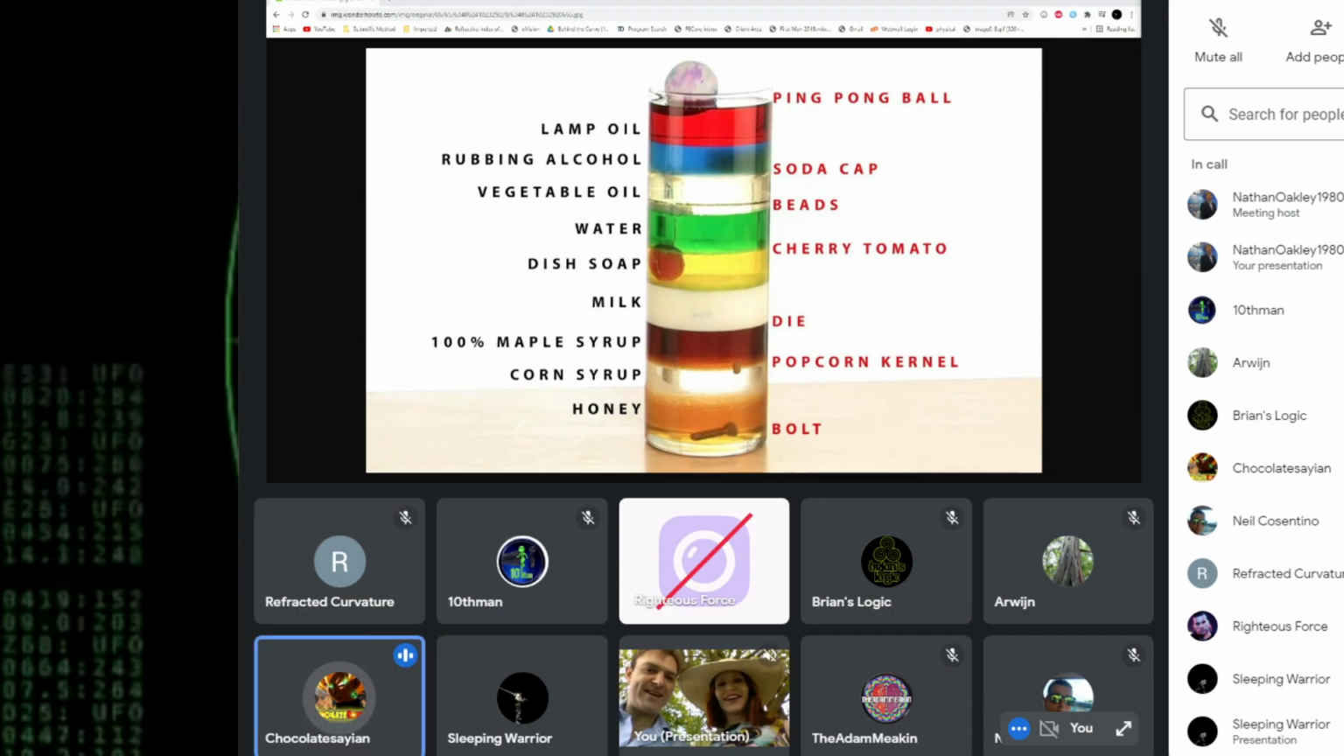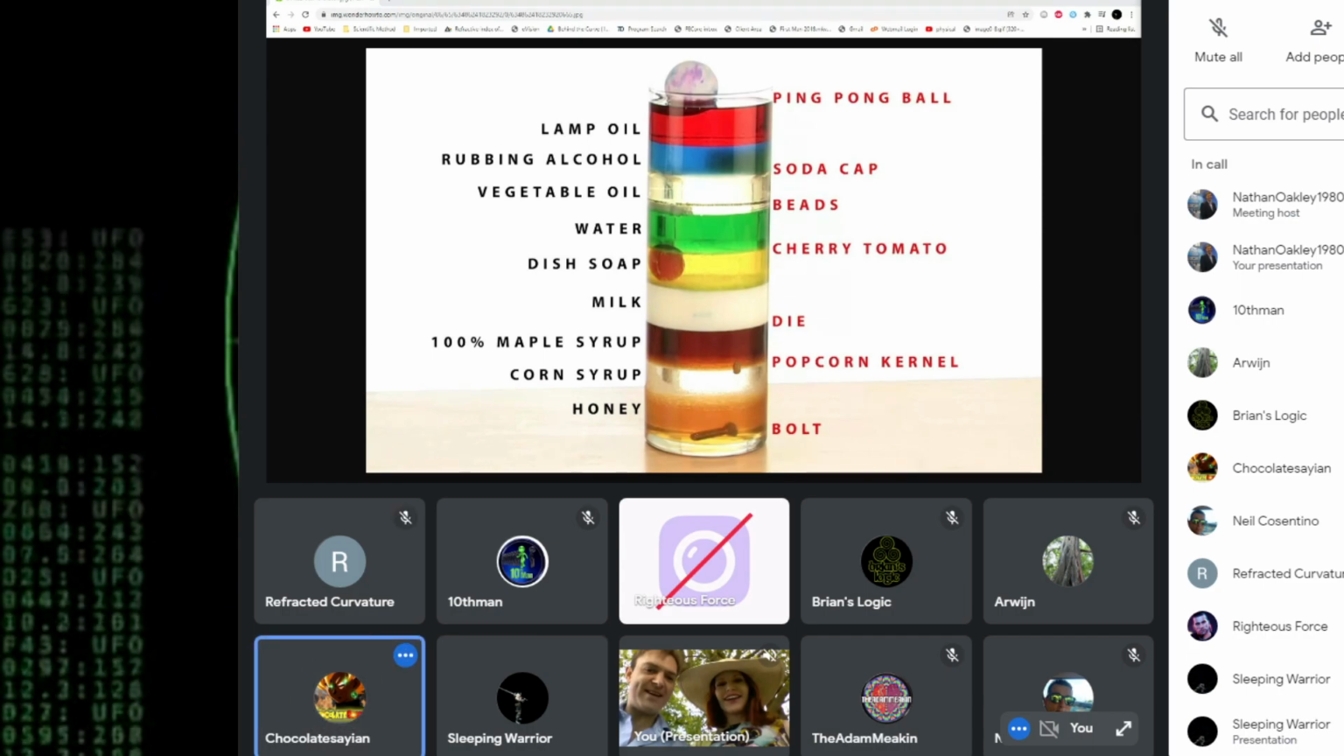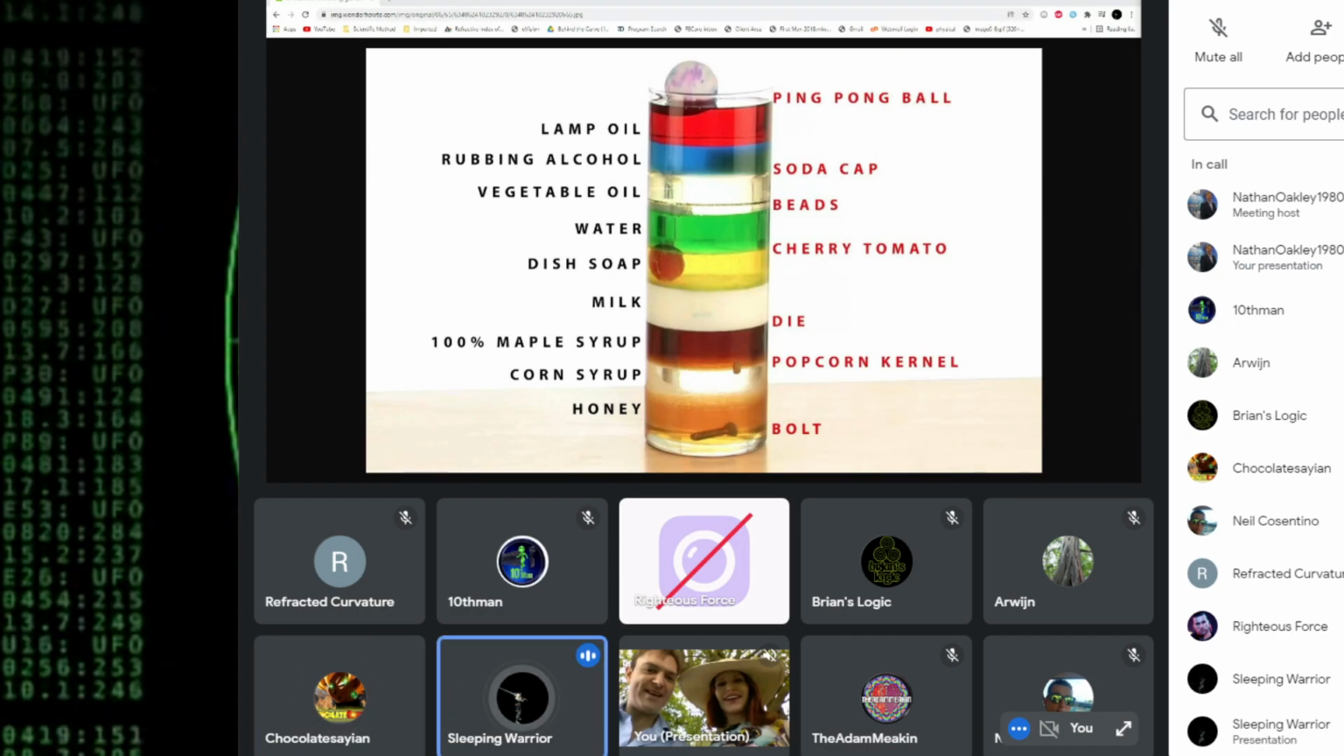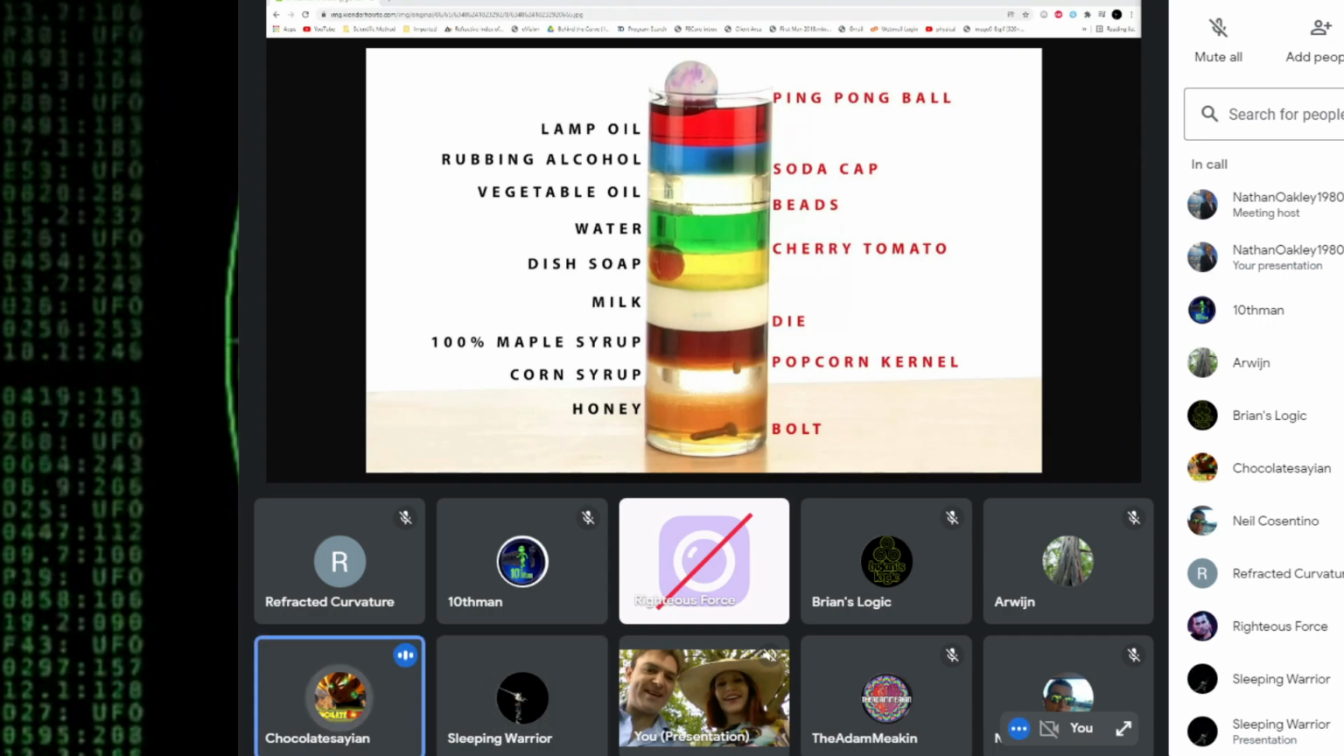And when you say more or less dense, there has to be a more or less dense than what? Than the medium or the object in question. Exactly. It's specific to each. That's why it's always relative. Exactly.